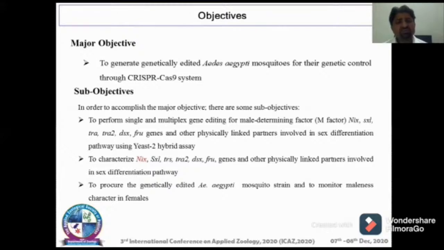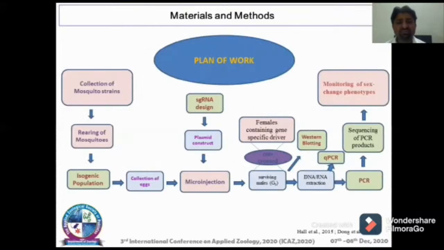So we have these sub-objectives: to perform single and multiplex gene editing for male determining factor Nix, sex lethal, transformer 2, DSX (double sex), fruitless genes and other physically linked partners involved in the sex differentiation pathway using yeast two-hybrid assay; to characterize Nix, sex lethal, transformer 2, double sex, fruitless genes and other physically linked partners involved in the sex differentiation pathway; and to procure genetically edited Aedes aegypti mosquito strains and monitor their maleness characteristics in females.